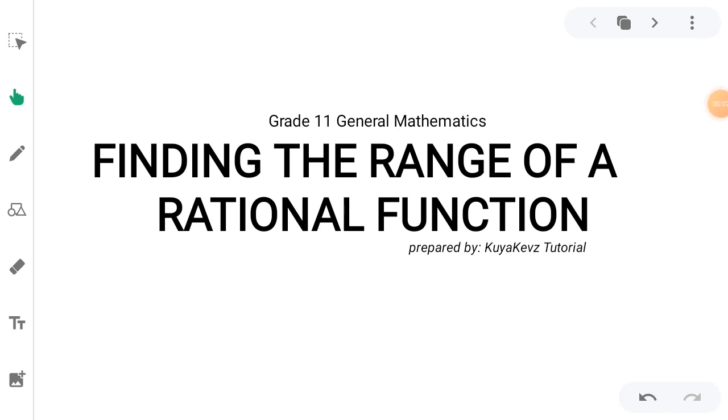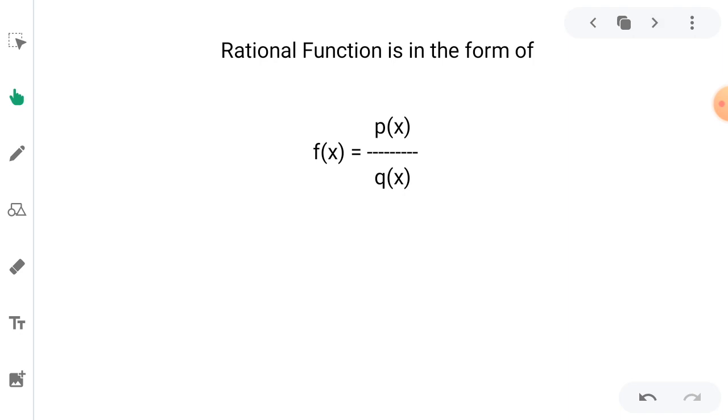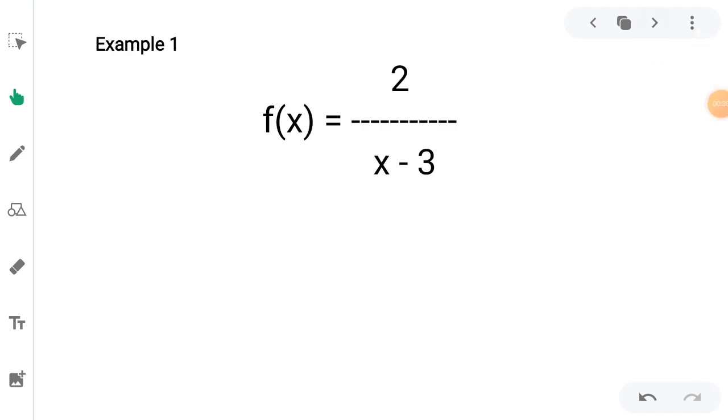Since we already know how to find the domain of the rational function, this time let's find the range of a rational function. We already know that the rational function is in the form of f of x equal to p of x all over q of x, where p of x and q of x are polynomials and our denominator q of x is not equal to 0. So let's move on to our example.